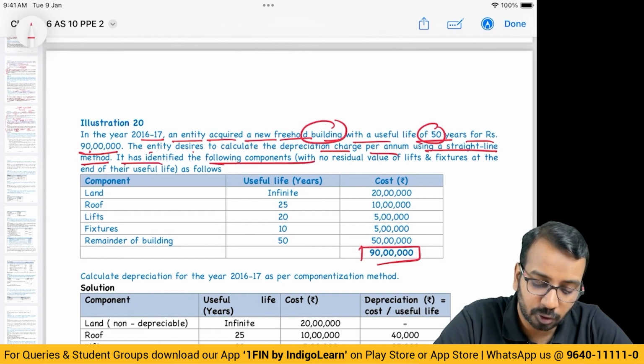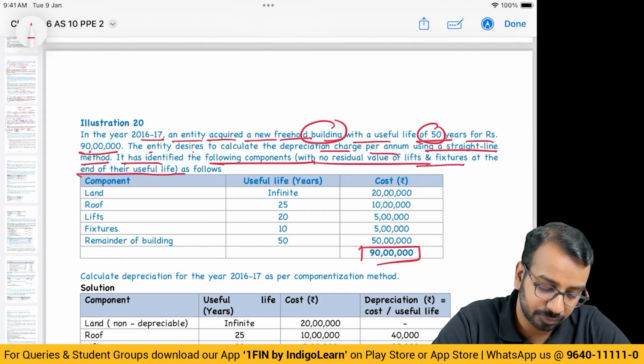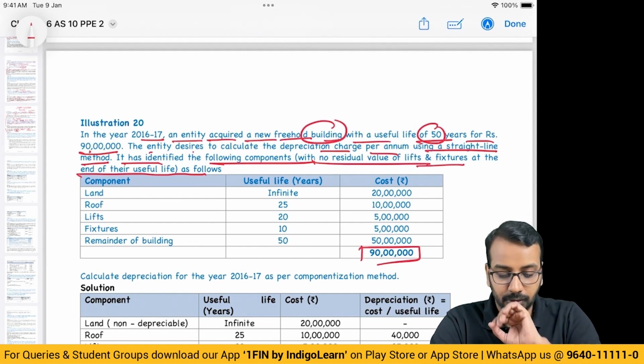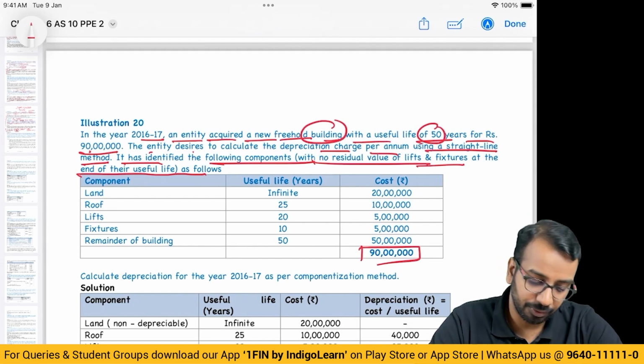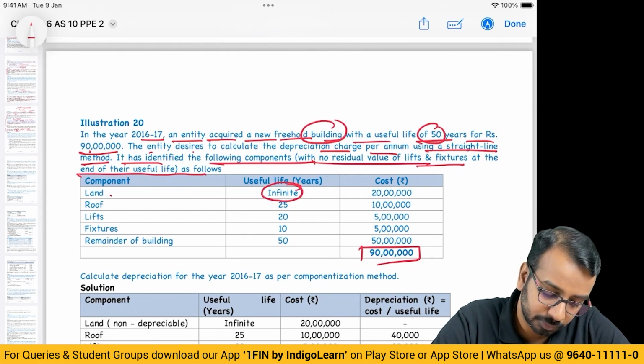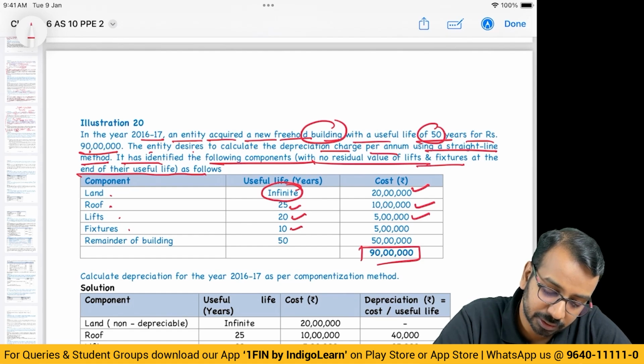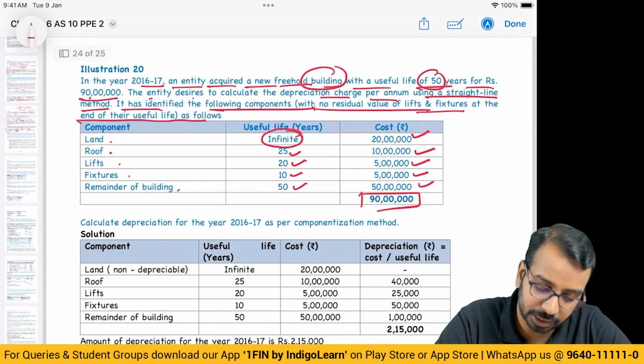It has identified the following components with no residual value of lifts and fixtures at the end of the useful life, as follows. They are given like this. Component land, it is infinite, 20 lakhs. Roof, 25 years, 10 lakhs. Lifts, 20 years, 5 lakhs. Fixtures, 10 years, 5 lakhs. Remainder of building, 50 years, 50 lakhs. Right? So that is how it is done.